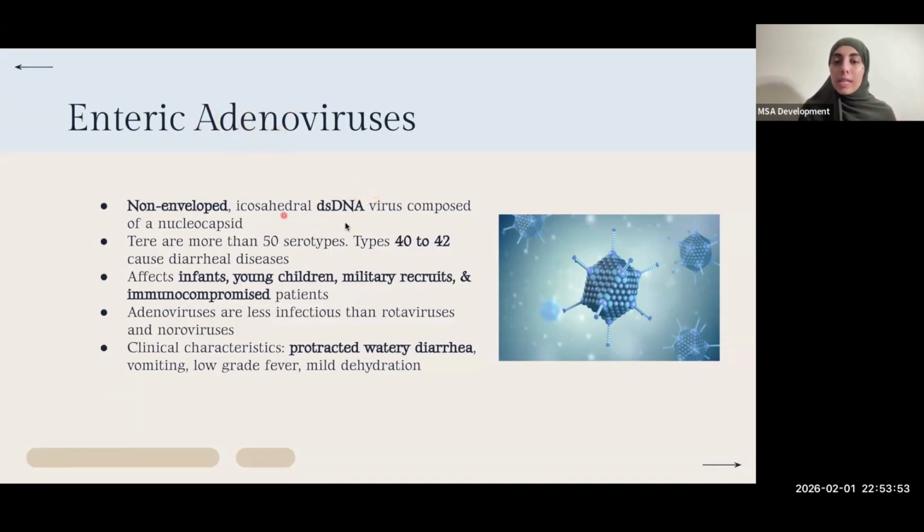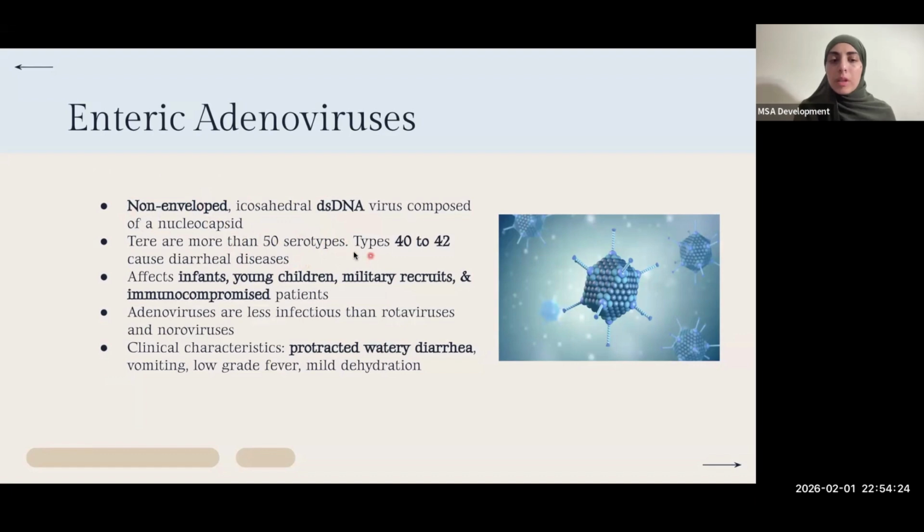Adeno is for DNA, so this one is a DNA virus, and you can look like ADN, adeno, ADN, okay? DNA. So yeah, noro and rota are RNA viruses, while adenovirus is a double-stranded DNA virus. Again, it's non-enveloped, it's naked, has to be to infect the GI. And we have more than 50 serotypes. Again, just like the previous two, we have a lot of serotypes.